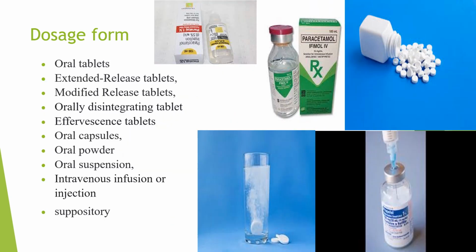Dosage forms. Paracetamol comes in different dosage forms. They come in oral tablets, which I think you have come across. We also have extended release tablets, modified release tablets, orally disintegrating tablets, and effervescent tablets. Then we have oral capsules, oral powder, oral suspension, intravenous infusion or injection. We also have suppositories. You can see some of them in our display.